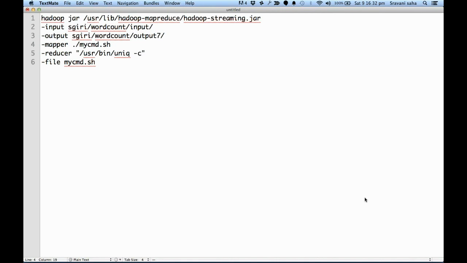Let me read Madhav's question. What if one of the nodes that has the file block on which the shell script has to run has Windows? Will Hadoop give an error or automatically find some alternative to the Unix command? Hadoop will straight away give an error. It will say command not found.